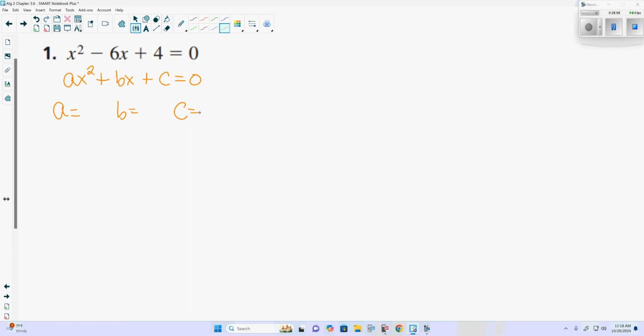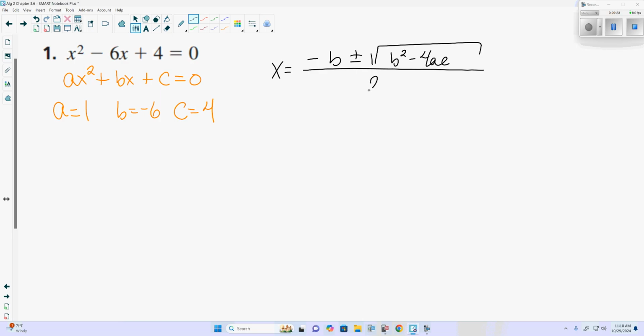A, the number in front of x squared, is +1. B, the number in front of x, is -6. And our C is +4. So we have x equals -b plus or minus the square root of b squared minus 4ac all over 2a.